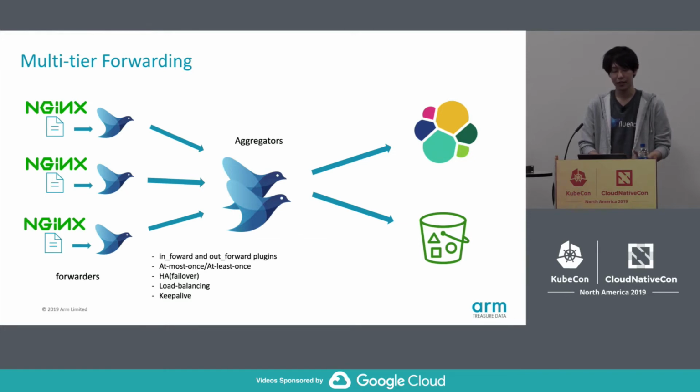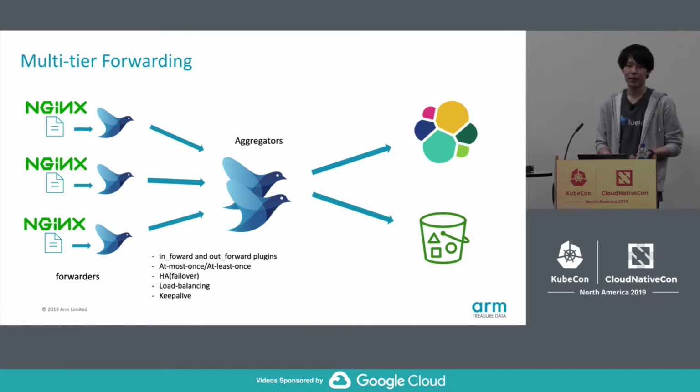So out-forward can register multiple aggregators as destinations. Say there are two aggregators, A and B, and aggregator A runs on a higher-spec machine than B. You can route more load to A than B to use resources more efficiently. And keep-alive connection is also supported. The forwarders don't close the connection after sending data, so you can reduce the connection overhead.